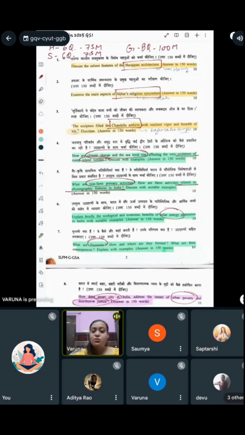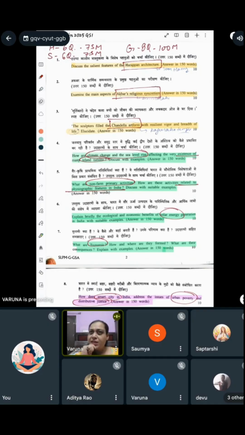The first question was very straightforward. Discuss the salient features of the Harappan architecture. So could we have reached this particular question through PYQ analysis? The answer is yes. In the past, UPSC has asked questions related to town planning of the IVC. It was maybe around 2014 when the question appeared for town planning.